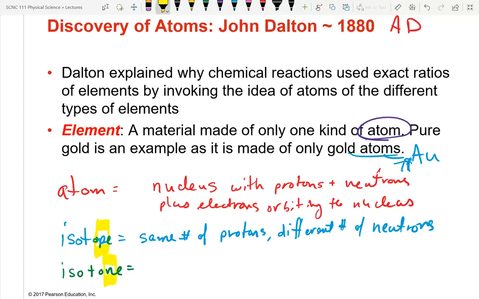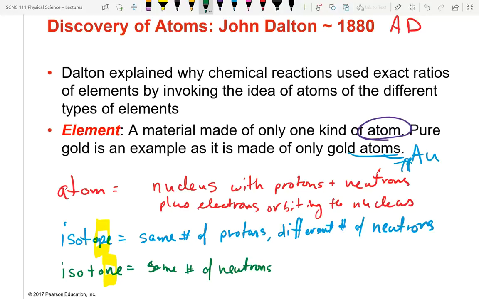What would N stand for? Okay, nucleus actually would make sense. I didn't think about that. It's neutrons. So it has the same number of neutrons, but a different number of protons. Now, we'll probably never talk about isotones, but I'm just throwing it out there.